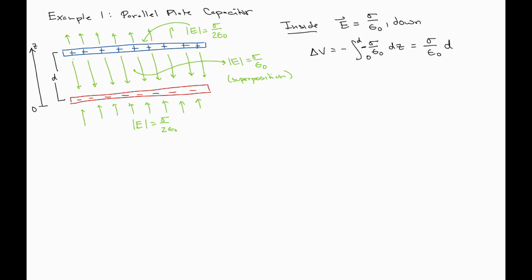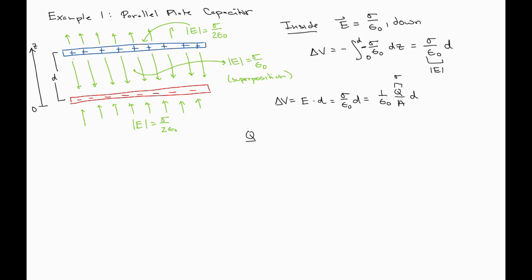All right, so I know that my delta V is also the same thing as the magnitude of E, right? So delta V is also equal to E times D, which is, again, sigma over epsilon naught times D, which if I actually put in what sigma is, I get 1 over epsilon naught Q divided by A, this is, right, my sigma times D. All right, let's keep going.